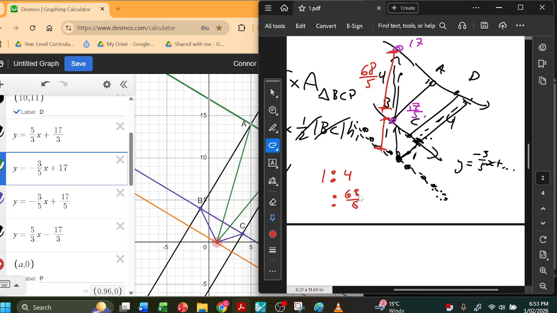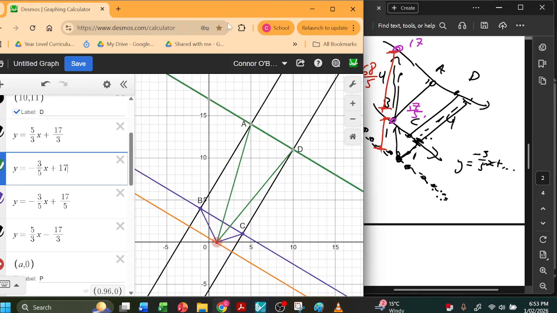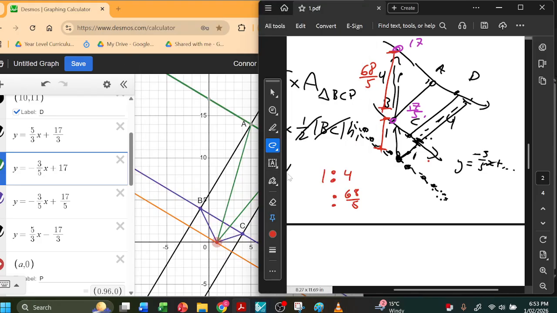So if I'm trying to figure out what this is, I need to basically divide by 4 to work out what 1/4 of 68 over 5 is. That should be the same distance as here. So if we were to just take that distance, 68 over 5, and divide that by 4, that's going to give us 17 over 5, right? So that means that this vertical distance is 17 over 5.